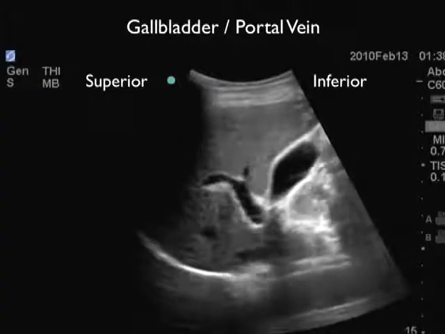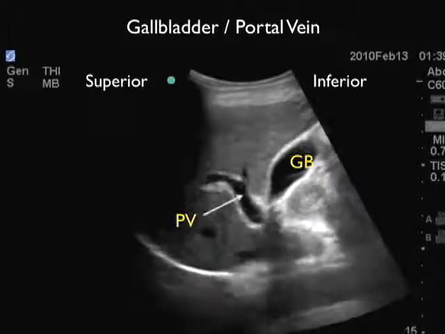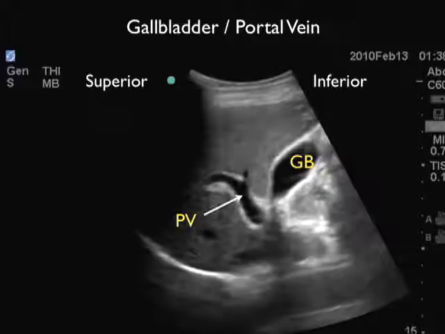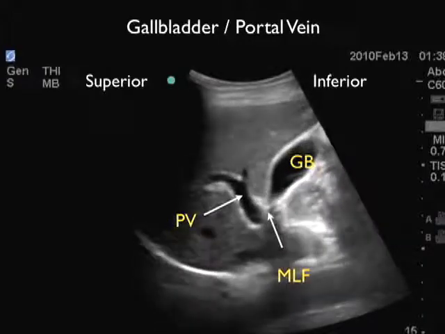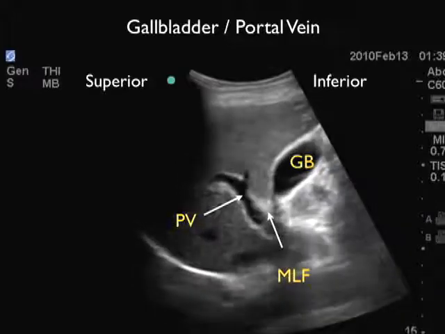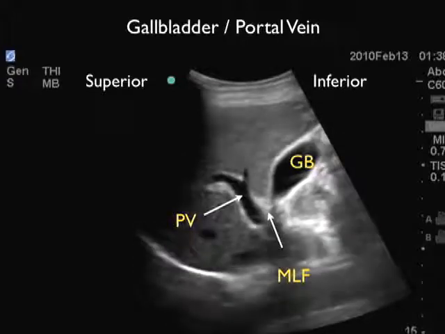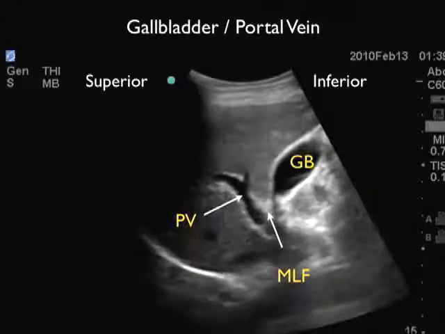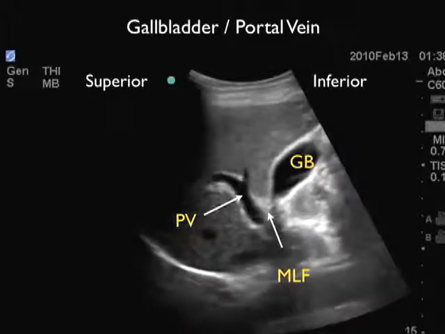Here's video showing the relation of the gallbladder to the right to the portal vein, and we see the portal vein with its echogenic white walls, and in between that we see a white area which is the median lobar fissure of the liver. And again, it's very important to visualize the MLF because therefore you know that you've walked your way from portal vein up to the neck of the gallbladder and fully inspected that neck of the gallbladder for any small stones that may be causing symptomatic cholelithiasis.